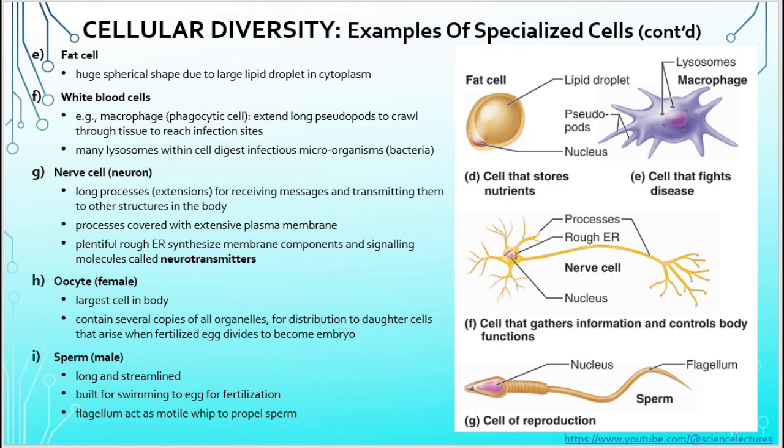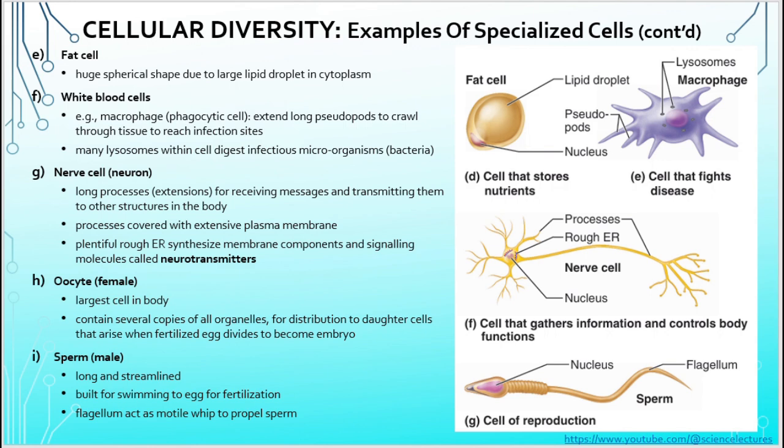White blood cells are cells that fight diseases, including the macrophage, a phagocytic cell. This cell extends long pseudopods, false feet, to probe through the tissue to reach infection sites. The many lysosomes within the cell digest the infectious microorganisms, such as a bacterium, which it essentially eats.